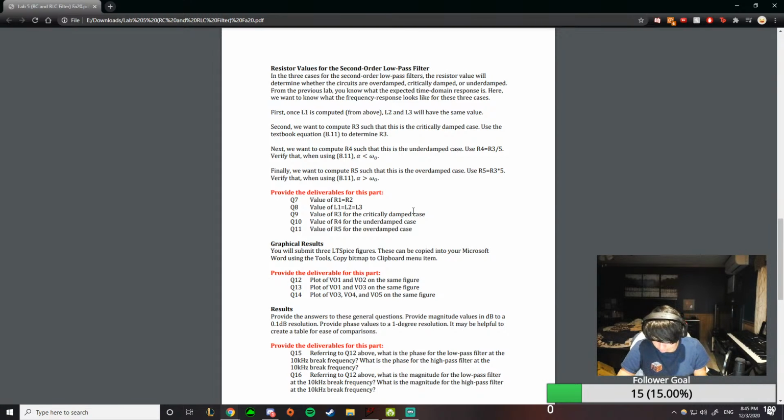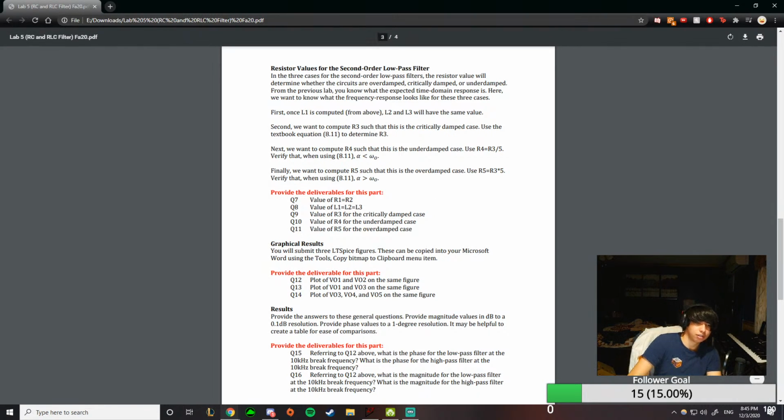So 10,000 hertz, 10 kilohertz, is equal to 1 over the root of LC, and I know my capacitance is 1 times 10 to the negative 6 farads. That's what that is, right? And then I just solve for the thing.